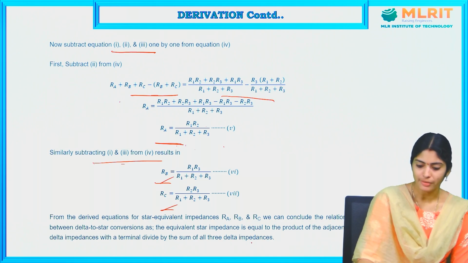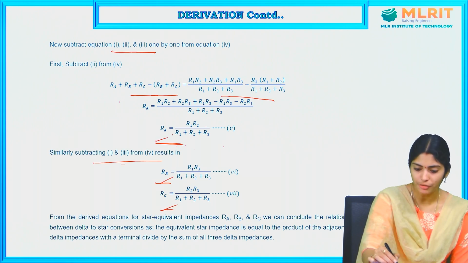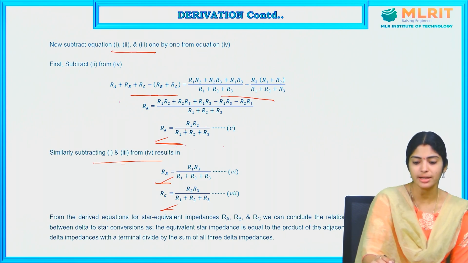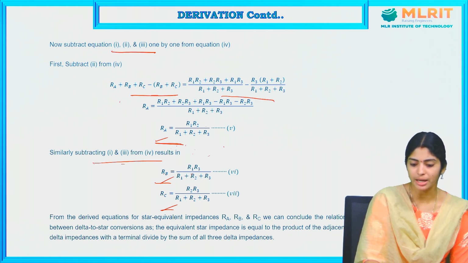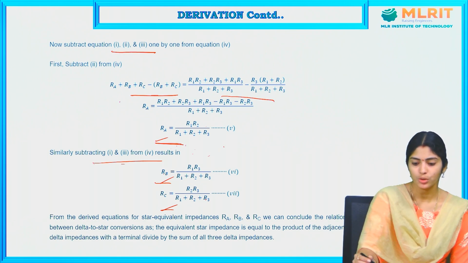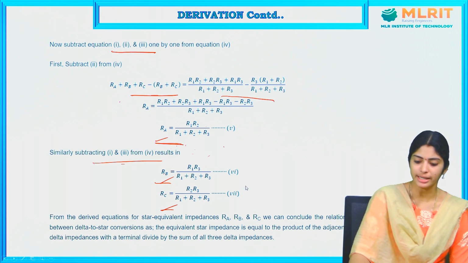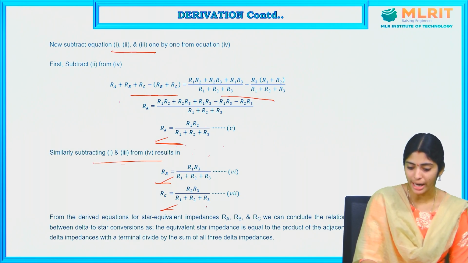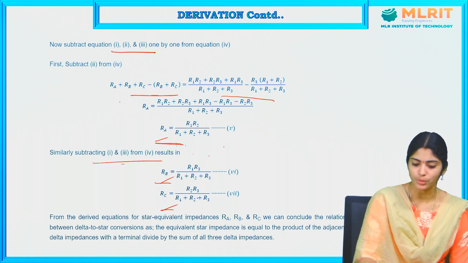So we got the equations of RA, RB and RC with respect to R1, R2 and R3. RA means R1 R2 by R1 plus R2 plus R3. Next, RB means R1 R3 by R1 plus R2 plus R3. RC means R2 R3 by R1 plus R2 plus R3. Note down these as equations 5, 6 and 7. So from R1, R2 and R3, we got the values of RA, RB and RC.